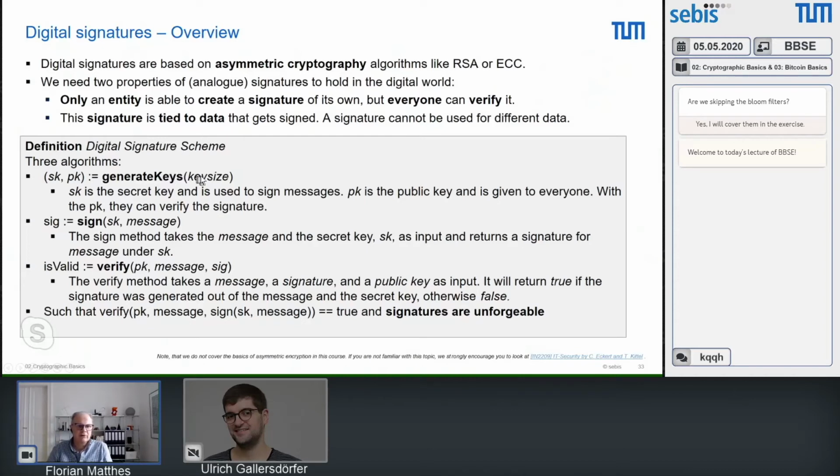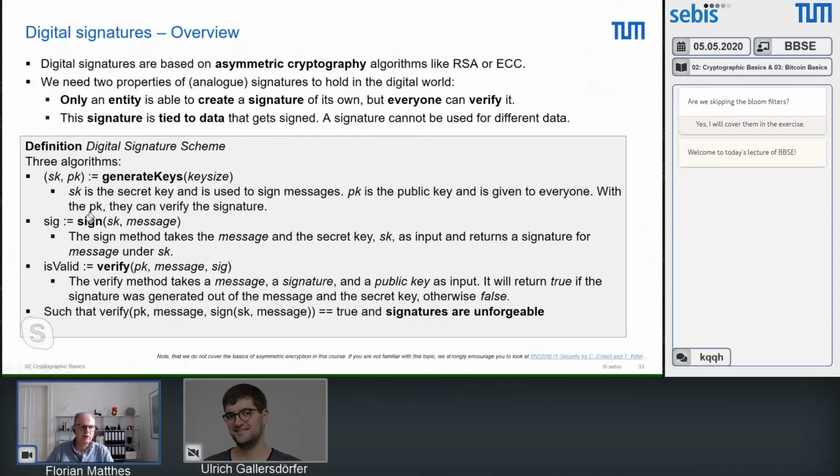Okay, so the generate keys operation gets the key size, and then it returns a pair of a secret key and a public key. So that's the result, a pair of values. And you use the public key and give it to everyone. You publish it on your web page or in a public directory, or you send it in emails where people can verify that they are from you, or you print it on paper and pass it around. It should be easily accessible to other people, or you can send it by email when other people request it.